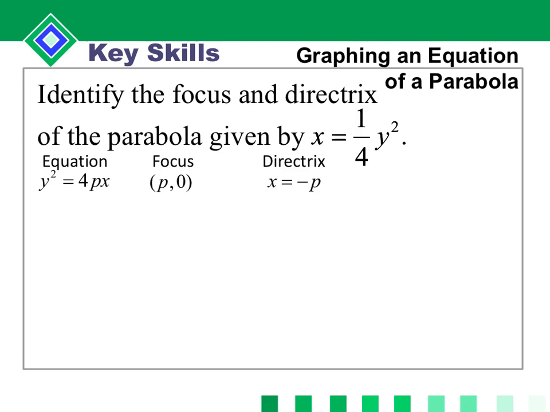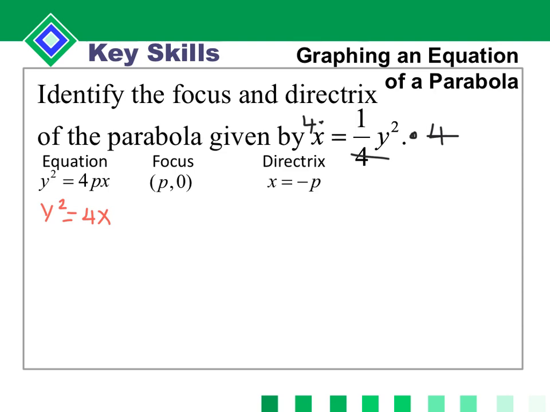The first thing I would do with this one is to rewrite it so that it looks like this equation. How am I going to do that? I'm going to multiply this side by 4, so I can get rid of that 4, and multiply the other side by 4. My new equation becomes y squared equals 4x.